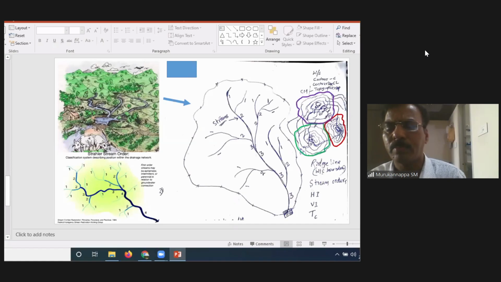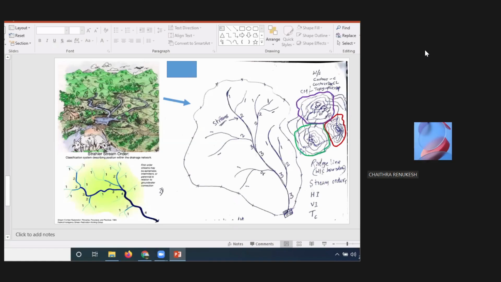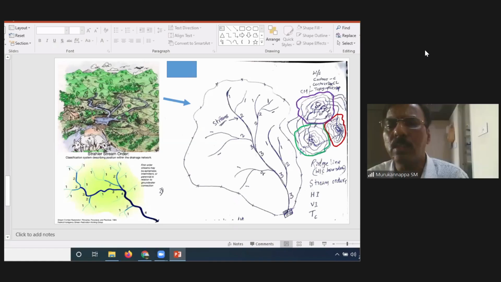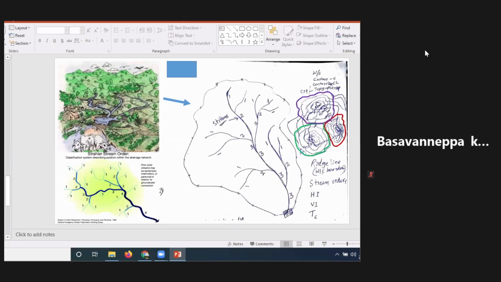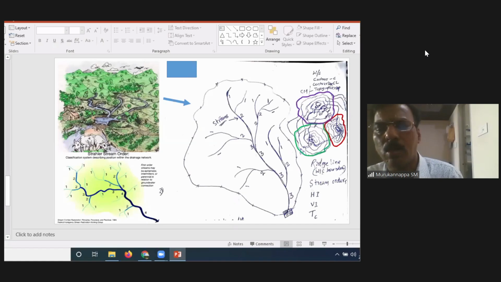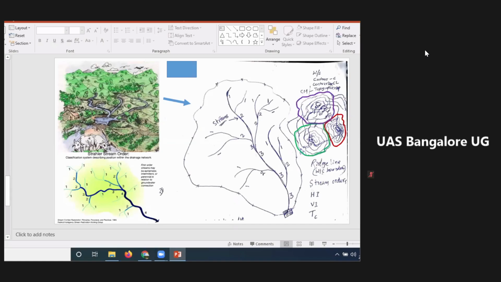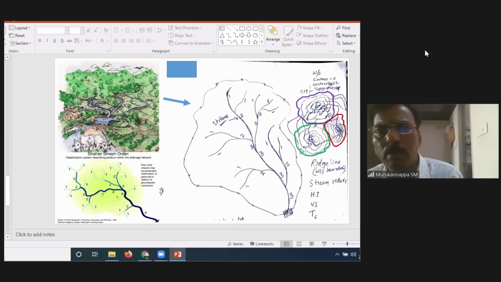Is it visible, Chaitra? Yes, sir. Okay. Out of these 3, I have taken one watershed, one boundary line. Is it clear now? In that boundary, in that demarcated land, in that watershed, in that basin area, or in that catchment area, the streams are drawn.